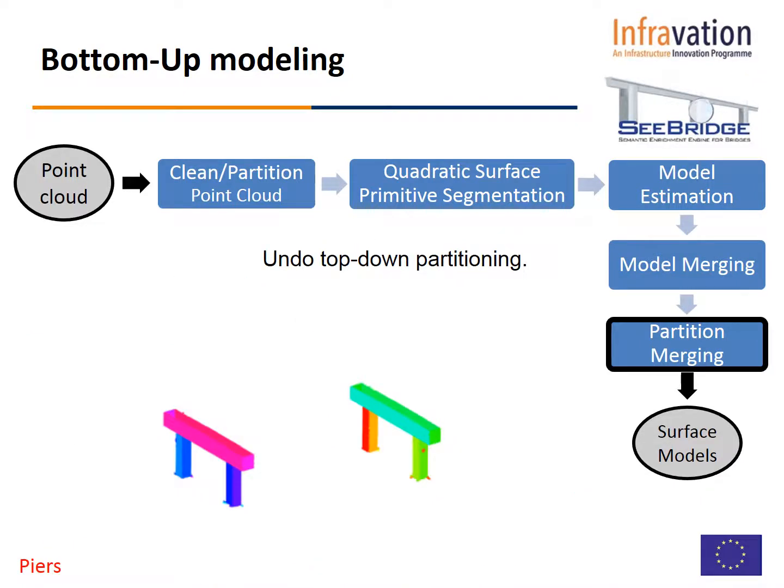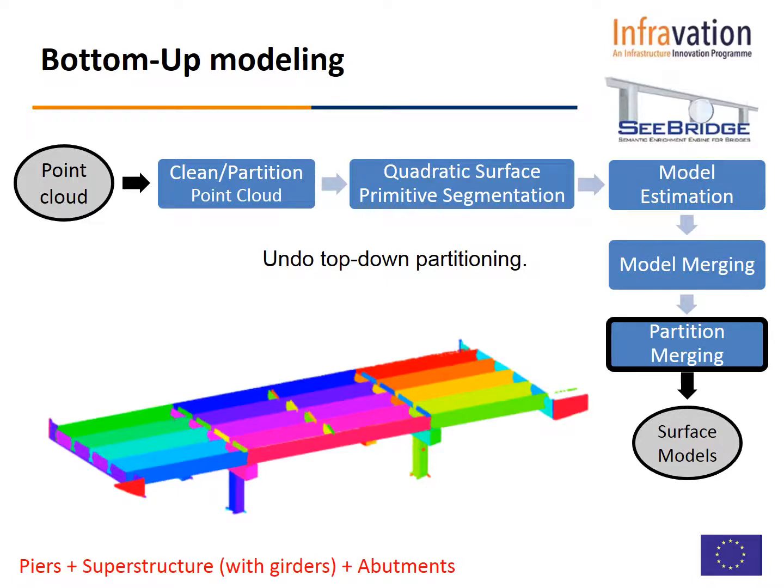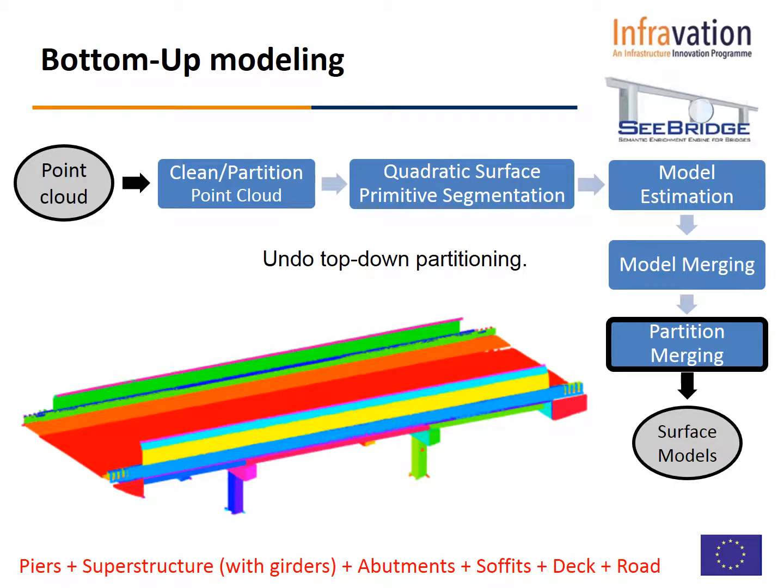But once that procedure is done, we start to merge all of the partitions. You can see here that we have the two piers and all of their surfaces. Then we add the superstructure, which includes in this case the diaphragm as well as the abutments. I consider the abutments part of that too. Then we have the girders. After that are the soffits, and then the deck and the road.